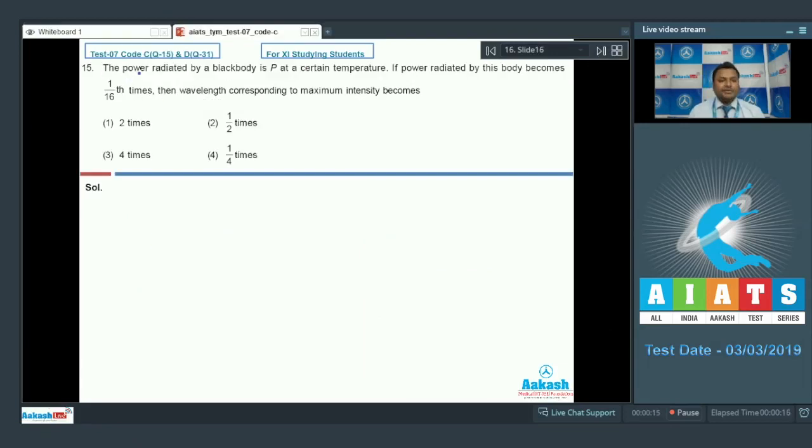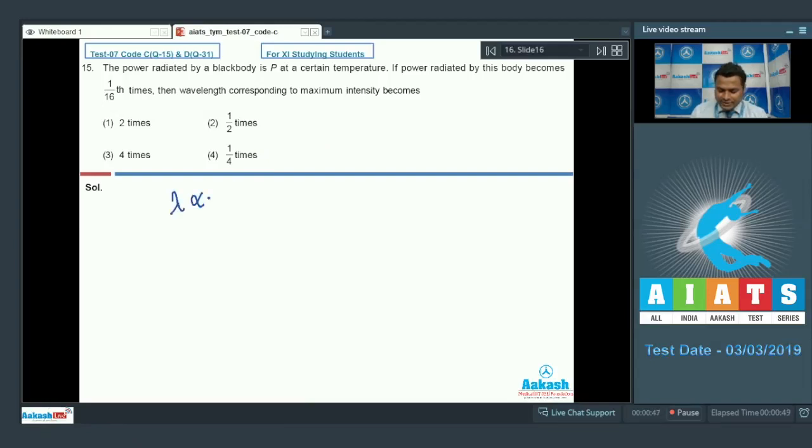So here is question number 15. The power radiated by a black body is capital P at a certain temperature. If the power radiated by this body becomes 1 by 16th times, then the wavelength corresponding to maximum intensity becomes what? Now, this question is a combined application of Wien's law as well as Stefan's law. Wien's law states that the wavelength of maximum intensity of emission of black body radiation is inversely proportional to absolute temperature.